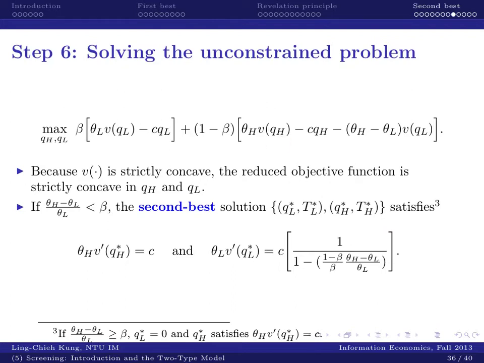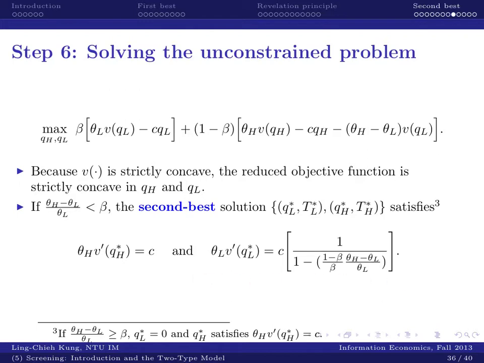For QH, when you do differentiation, QH appears only here. So that's why the QH first order condition is very similar, or actually identical, to the one you saw in the complete information case. But for QL, it is here, here, here. Okay, so when you differentiate with respect to QL, you get several terms, and eventually after some derivations you can see this.